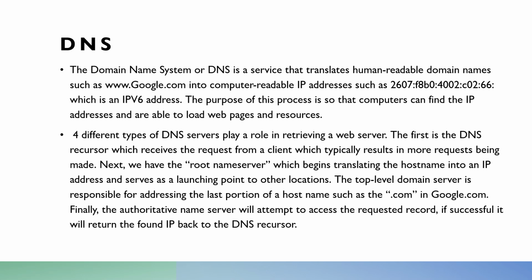The first is the DNS recursor, which receives the request from the client and typically results in more requests being filed. Next, we have the root name server, which begins to translate the host name into an IP address and serves as a launching pad to other resource locations. Then we have the top-level domain server, which is responsible for addressing the last portion of the host name, or the top-level domain, such as the .com in google.com. And then finally, we have the authoritative name server, which will attempt to access the requested record and will finish translating the domain name into a computer-readable IP address.